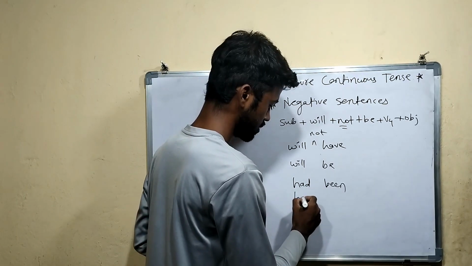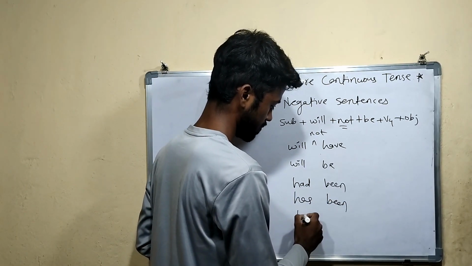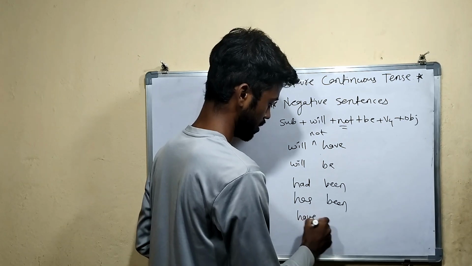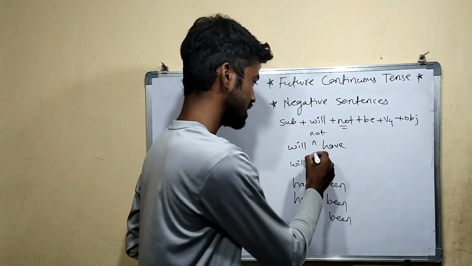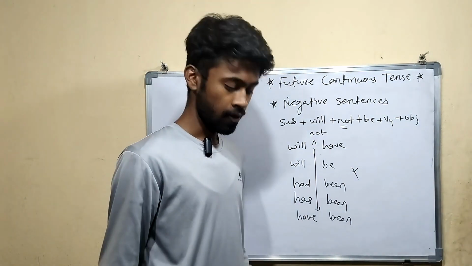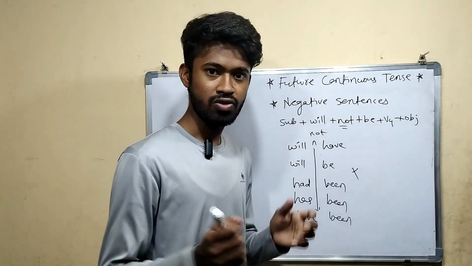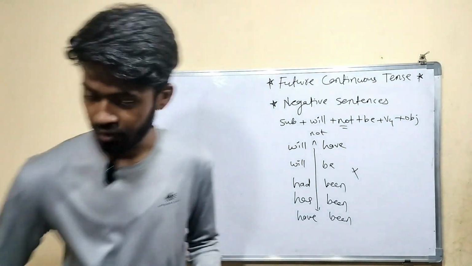It is wrong. Had been, has been, have been. So where you have to use not, in this place. Not here, not here. If you remember like this, it is very easy to remember. I'm explaining each and everything.